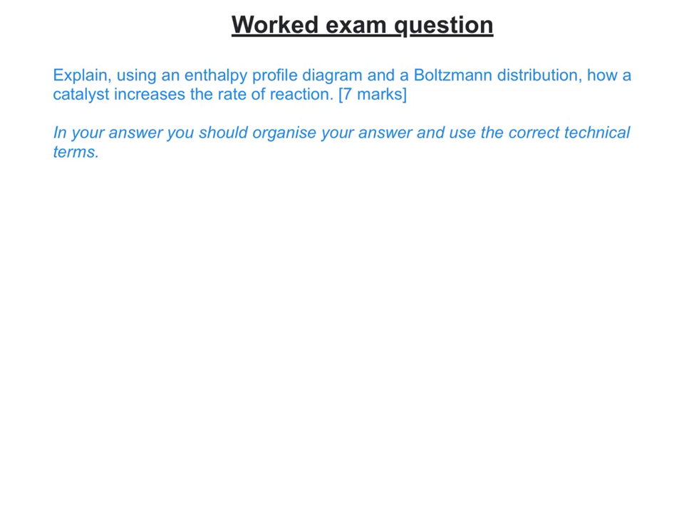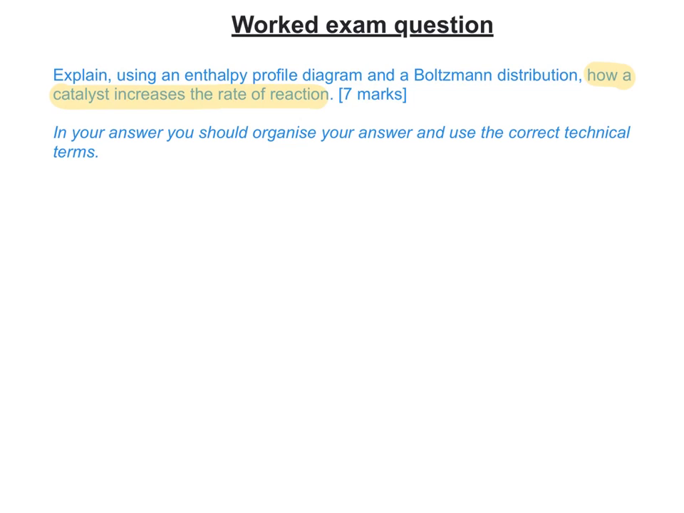So the first thing to do is to look at what they actually are asking us in the question, as I always say. And if we do that, we can see that really what they want us to do is explain how a catalyst increases the rate of reaction. So just saying that it makes the reaction go faster is clearly not going to get 7 marks.